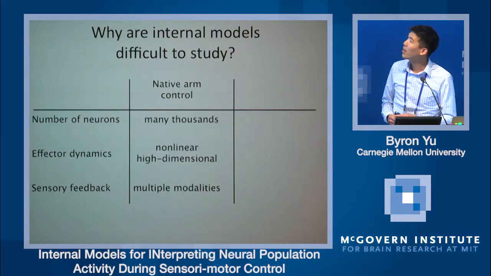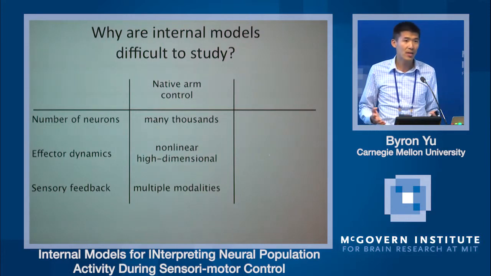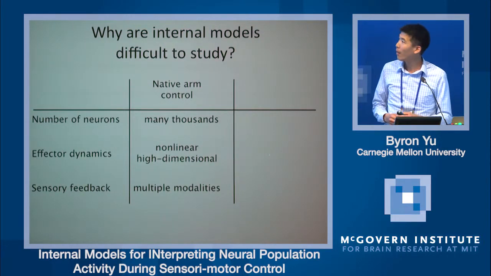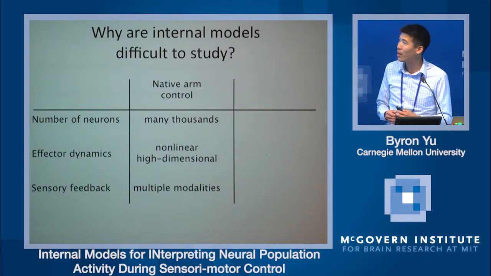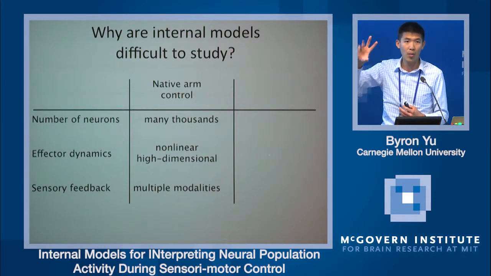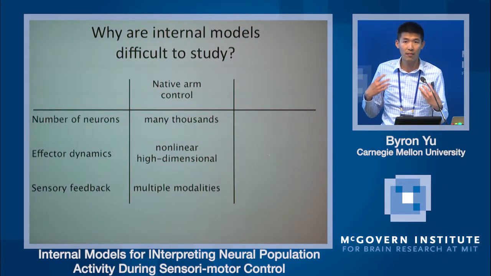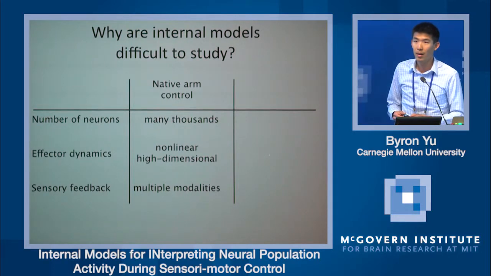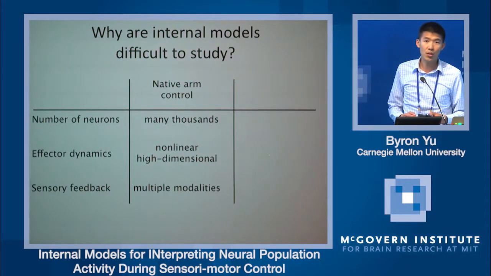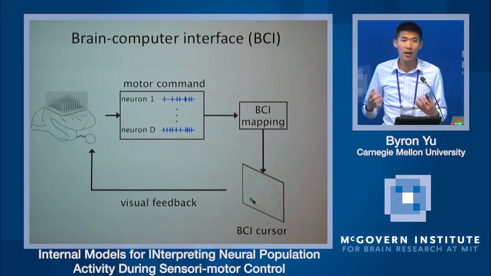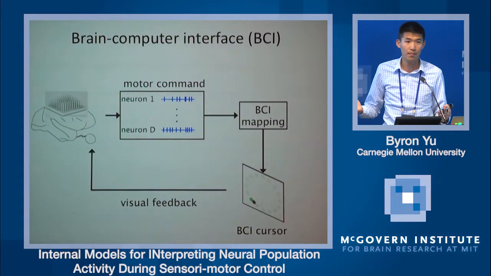Okay. So if we look at the native arm control system, there are many thousands of neurons that project down the spinal cord. And the effector dynamics are nonlinear with muscle dynamics and so forth, and high dimensional, right? We are capable of multidimensional movements. And there are many types of sensory feedback, including vision, proprioception, et cetera. Okay, so this makes for a very complicated system to study. And what we're going to propose here is to use brain-computer interfaces as a simplified motor control system that has closed-loop feedback, to study internal models.